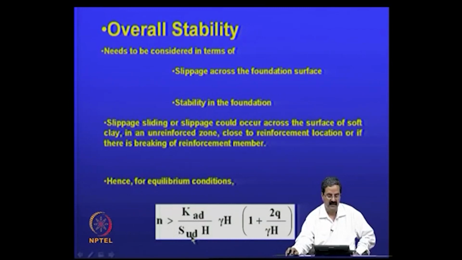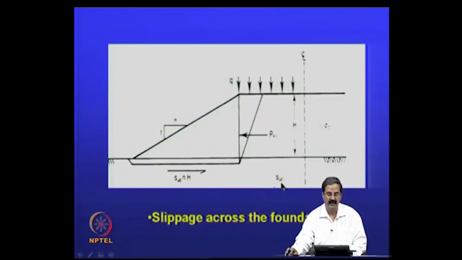It is simple: the resistance is just n Su H, and you equate it to this. So, you get one more n value, and whichever is higher you take. That way you have the n value required to ensure it does not fail across the reinforcement or through the clay layer. Both n values you can get, which is very useful.